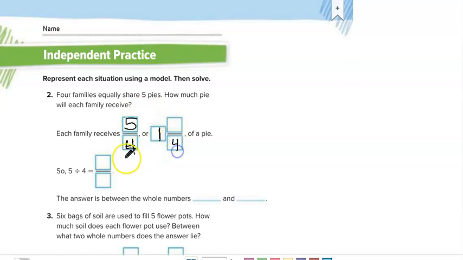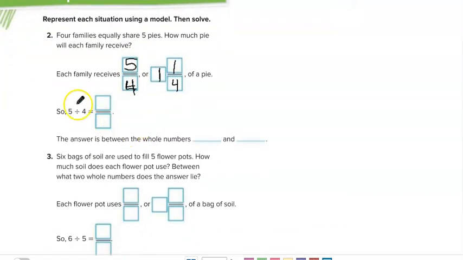Our denominator is always going to stay the same. And then if I multiply 4 times 1, I get 4, so I need to add 1 more to get 5. So each family is going to receive 1 1/4 of a pie. 5 divided by 4 equals 5/4. The answer is between the whole numbers. Well, I know it's greater than 1, but it's less than 2. So it's in between 1 and 2.